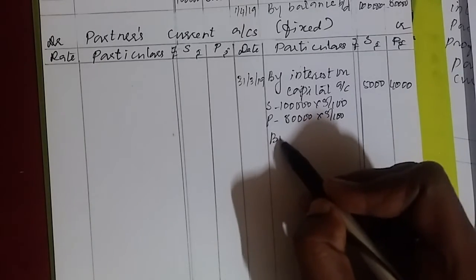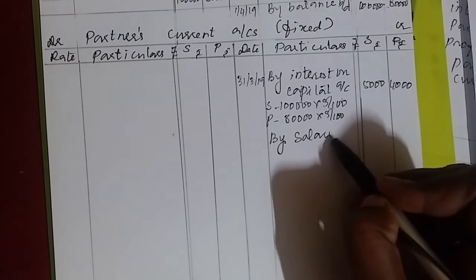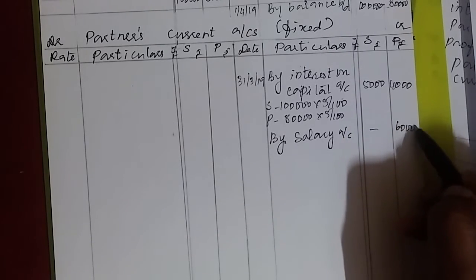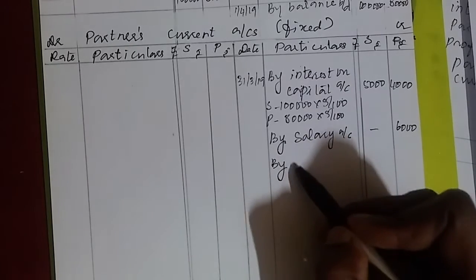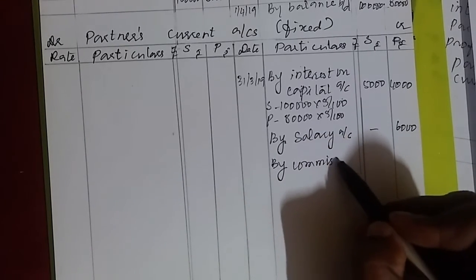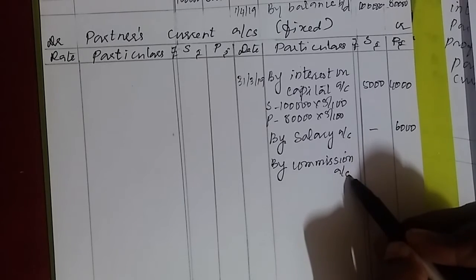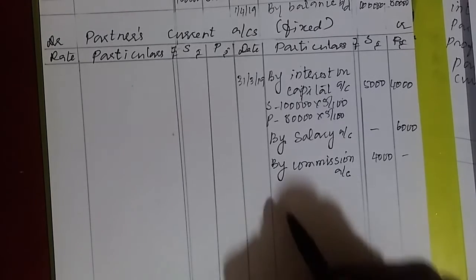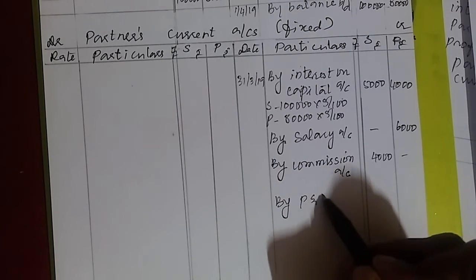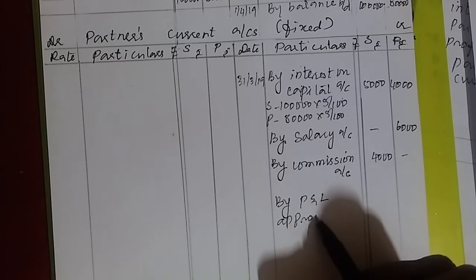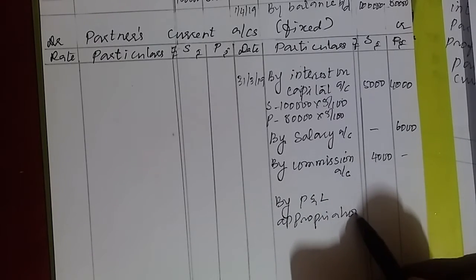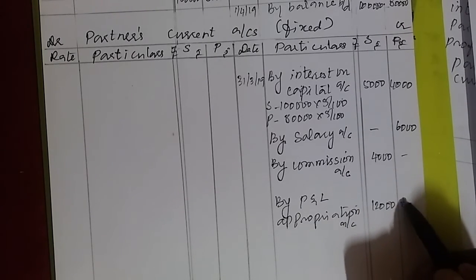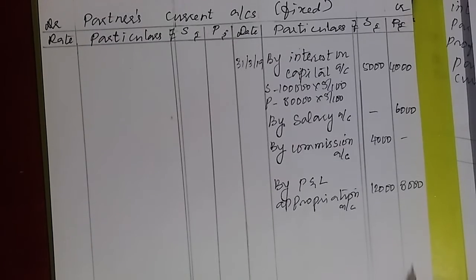Okay, next by salary. Salary only to whom? Pratham, 6,000. Then by commission only to whom? Sachin. How much? 4,000. Next, by P&L appropriation account, 12,000 for Sachin, 8,000 for Pratham.